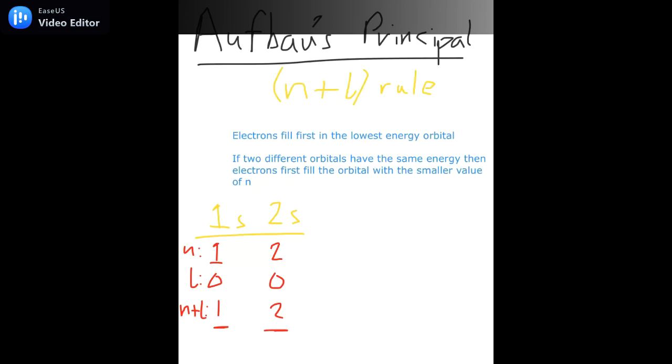Similarly, the next one is 2s and 2p. Now, again over here, n, l, and n plus l. So n is 2 for both, which is the principal quantum number. The azimuthal quantum number for subshell s is 0, and for subshell p is 1. So 2 plus 0 is 2, 2 plus 1 is 3. Again, the 2s orbital will fill first, and then the 2p orbital.